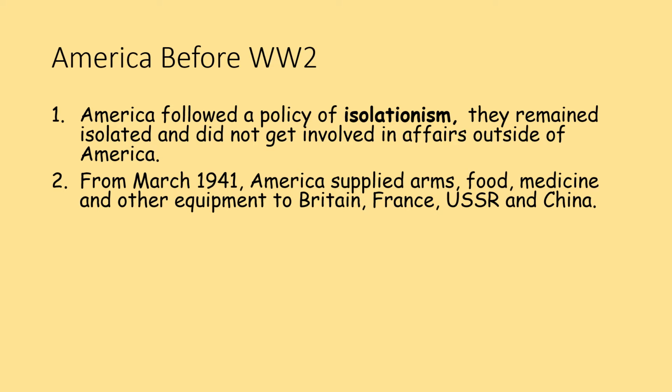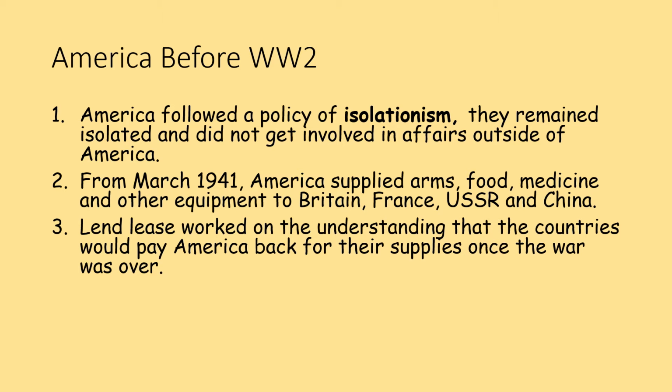So from March 1941, America supplied arms, as in weapons, not literally people's arms, food, medicine and other equipment to Britain, France, the USSR, which we now recognise as Russia, and China as well. So essentially, if you're fighting against the Nazis and the Japanese, we will support you, was the idea. Now, this supply of arms, food and medicine from America to these countries was known as Lend-Lease.